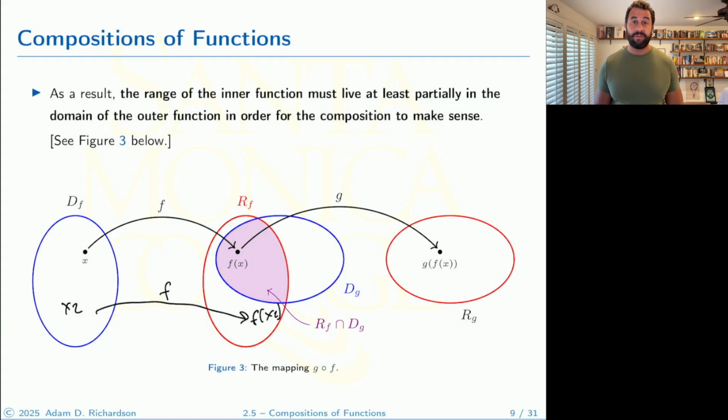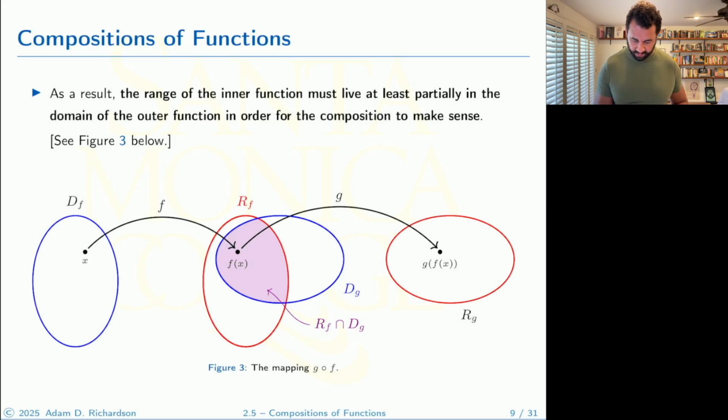And what is this overlap? It's the intersection of these two sets. That's why we were talking about intersections earlier on in the chapter, because you really got to understand ranges, domains, and intersecting those sets. Let me clear this for just a second here.